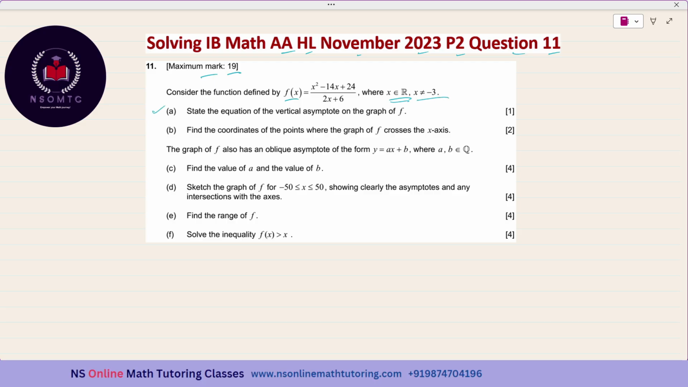Subpart A is saying state the equation of the vertical asymptote on the graph of f, containing just a single mark. So for the vertical asymptote, we have to equate the denominator to 0, and of course it is given in this form. So this is x equal to negative 6 over 2, which is equal to negative 3. So therefore, the vertical asymptote is x is equal to negative 3.